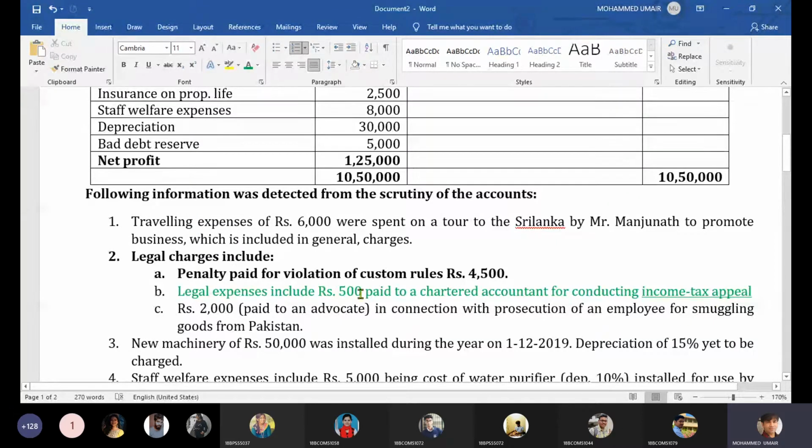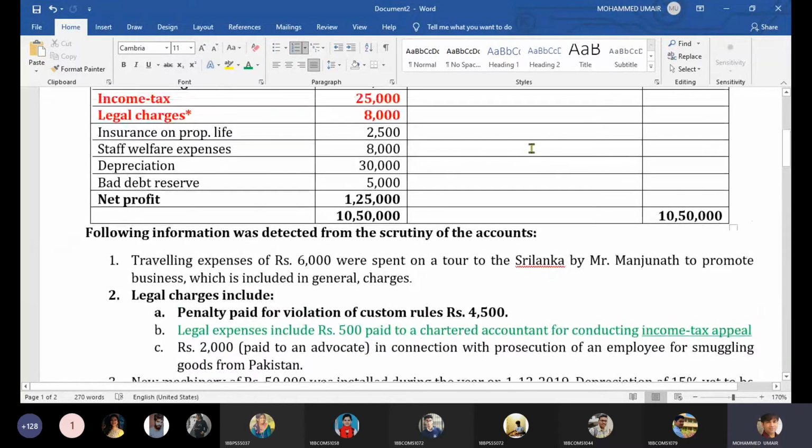And this income tax appeal expense of 500 rupees is already included in the legal charges. So is this 500 allowed? The bottom line is yes, it is permitted.